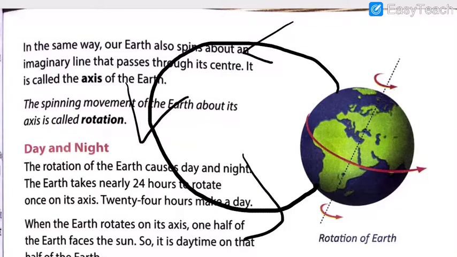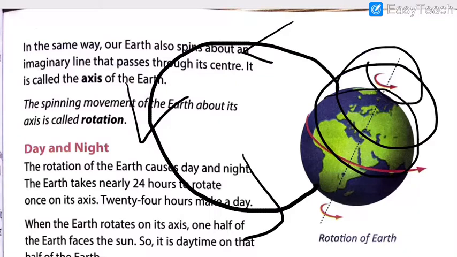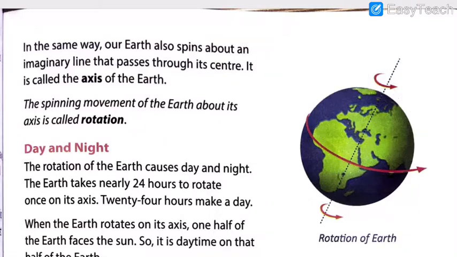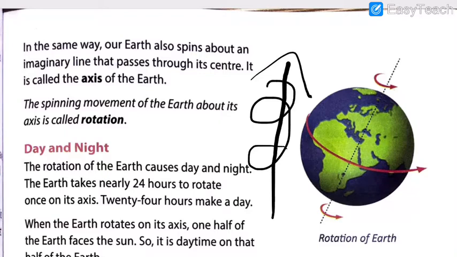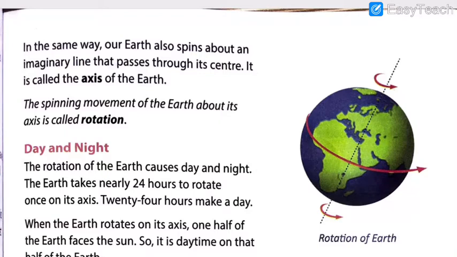But it even spins at the same place, like the ball spins in the cricket match. Though the ball travels from the bowler to the batsman, it also spins, right? In the same way, our earth also spins. And that is called the rotation movement of the earth.